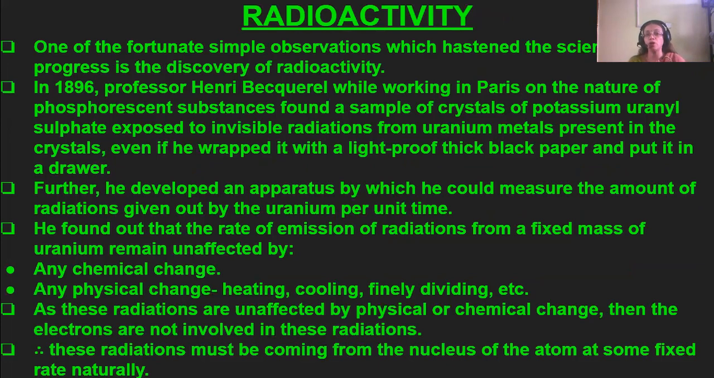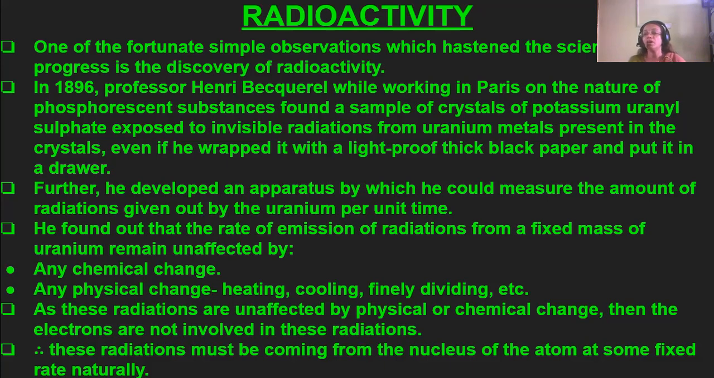Next we come to radioactivity. One of the fortunate simple observations which hastened scientific progress is the discovery of radioactivity. In 1896, Professor Henri Becquerel, while working in Paris on the nature of phosphorescent substances, found a sample of crystals of potassium uranyl sulfate, which emitted invisible radiations from the uranium metal present in the crystals, even when he wrapped it with light-proof thick black paper and put it in a drawer.